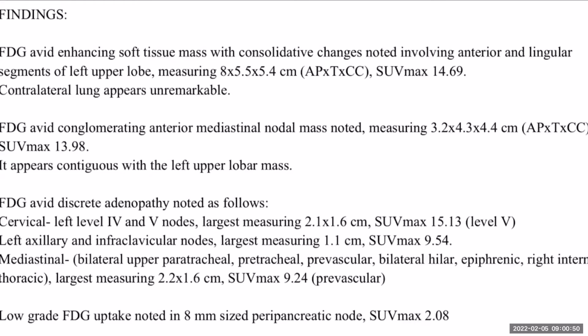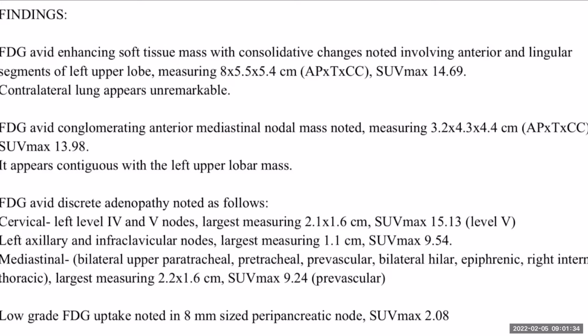PET CT was done, which showed an 8 x 5 x 5.5 x 5.4 centimeter mass with SUV of 14.7 in the left lung, with a conglomerated anterior mediastinal mass of around 3.2 x 4.3 x 4.4 centimeters with SUV max of 14. There was discrete lymphadenopathy in cervical levels 4 and 5. Axillary, infraclavicular and mediastinal nodes were seen. The largest lymph node size was 2.2 x 1.6 centimeters.